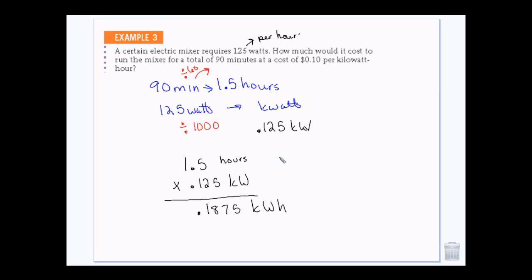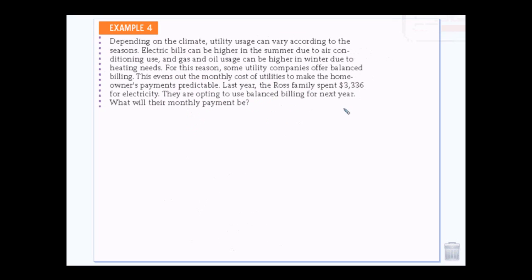I figured out my hours, I figured out my kilowatts. Times those together, you get kilowatt hours. And it's at 10 cents per kilowatt hour, so I have to multiply by 10 cents. And this is going to cost me a whopping 2 cents to run. That's ridiculous.